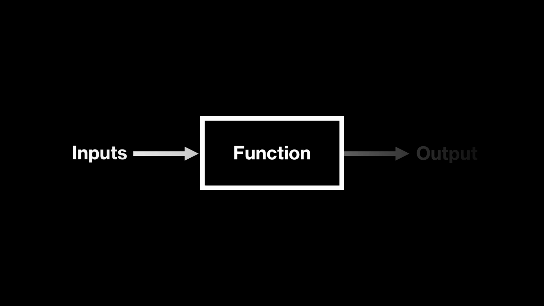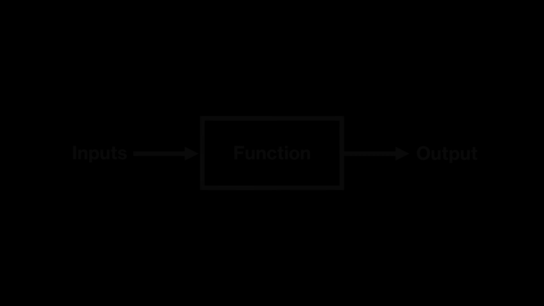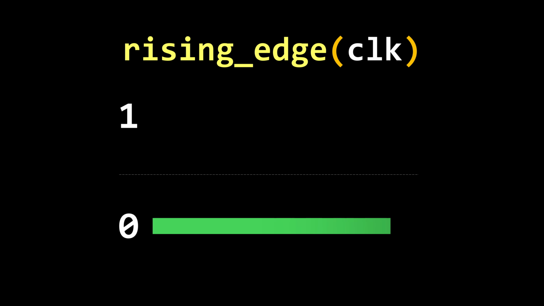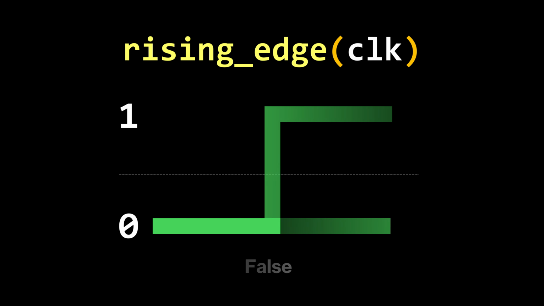Functions in VHDL work similarly to functions in programming languages. They take in inputs and return an output. We have actually used functions before. Rising edge is a function. It takes in a signal and checks if that signal is transitioning from low to high, and returns a true or false.